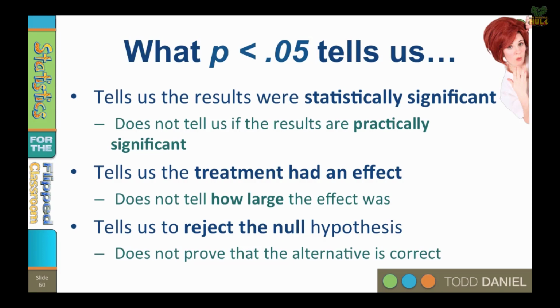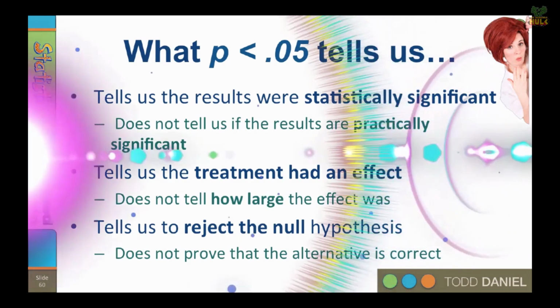Statistical significance tells us to reject the null hypothesis, but it does not prove that the alternative hypothesis is correct. Whenever we make a decision, we could make a mistake. As we learn more about hypothesis testing, it will be important that we not rely exclusively on p-values, but also consider things like effect size, confidence intervals, and the power of our test.